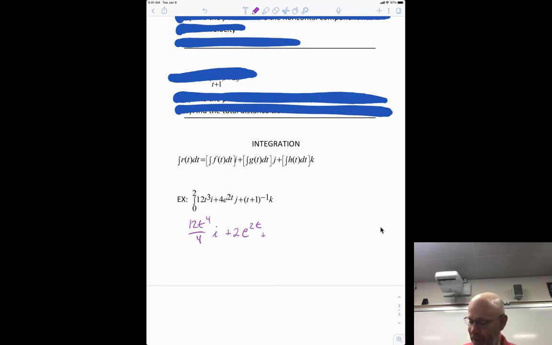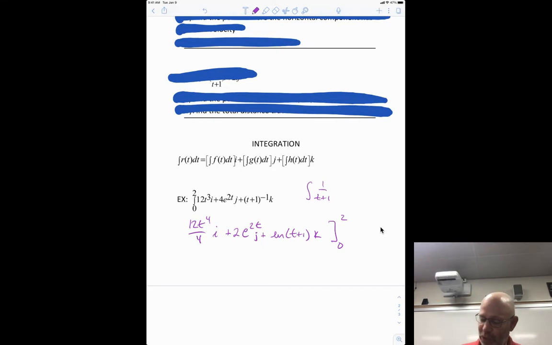And then this would be t plus 1. Or you think about it this way, 1 over t plus 1 is just going to be the natural log of t plus 1. And yes, I know I forgot that j there. Again, we can put the i, the j, and the k back in there at the end. And then we're going to integrate from 0 to 2. So we're going to do each one separately. They're separate entities. We're going to combine like terms, for lack of a better term.